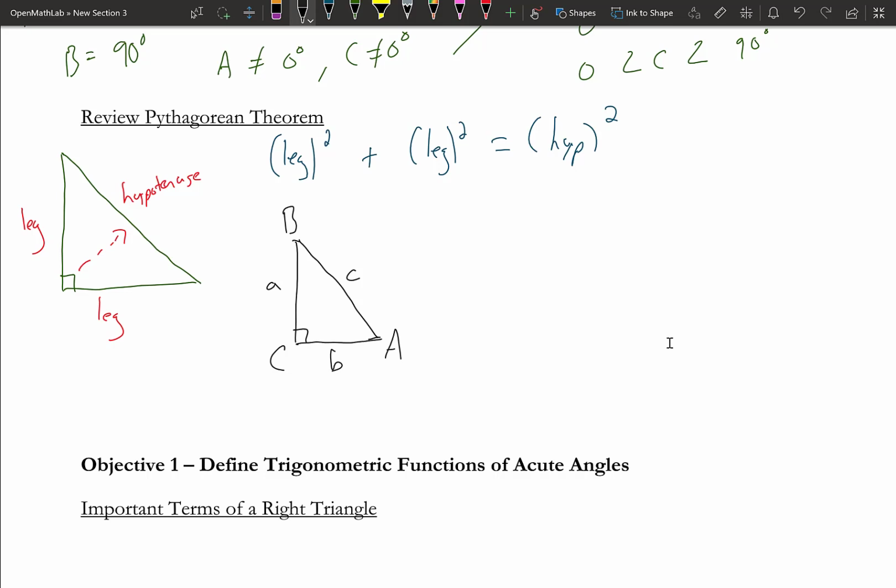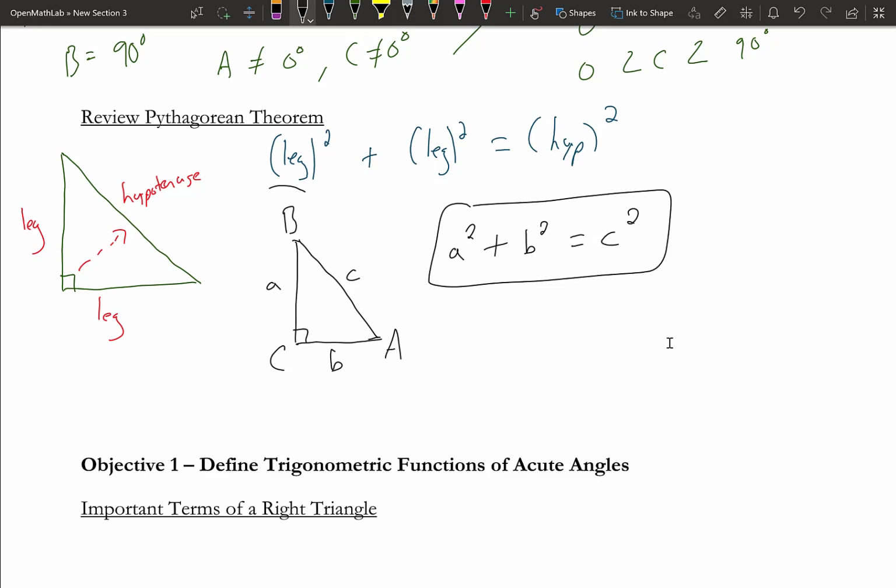So then what we could show with the Pythagorean theorem is that a squared plus b squared equals c squared. Right. So that's the Pythagorean theorem. We're going to use that Pythagorean theorem a lot in this class.